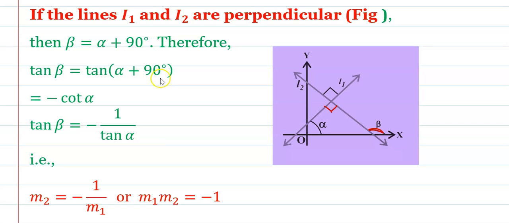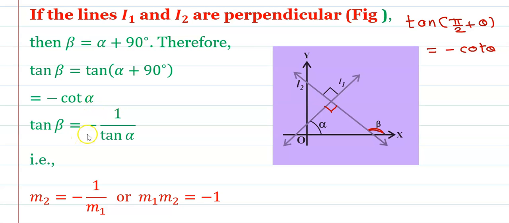And again, from trigonometry, tan of pi by 2 plus theta, that is tan of 90 plus theta, means the trigonometric function changes, it becomes cot, and in the second quadrant tan is negative. Therefore we have minus cot theta, and hence tan of alpha plus 90 is minus cot of alpha.